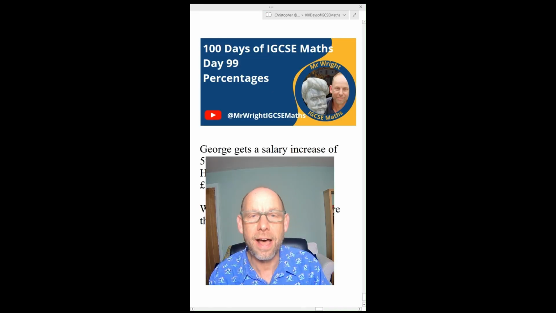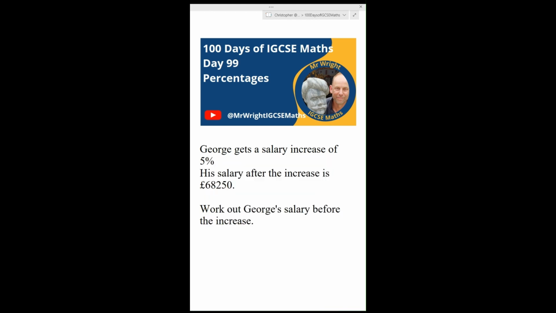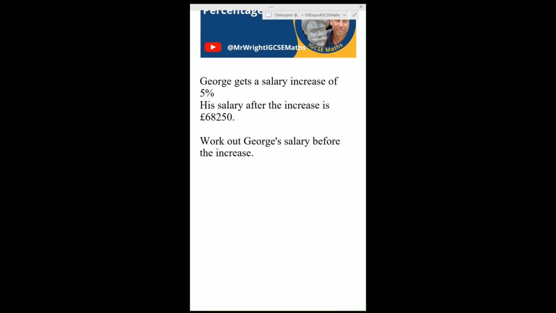It's day 99 and we're looking at reverse percentage increases. Now's your chance to pause the film. So his salary after an increase is 68,250. So that's his salary after his original one has been multiplied by 1.05. So to find his original salary, you'll have to do his new salary divided by 1.05, which is going to give you an original salary of 65,000.